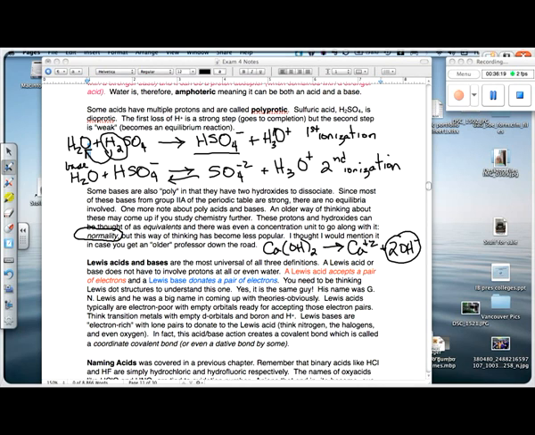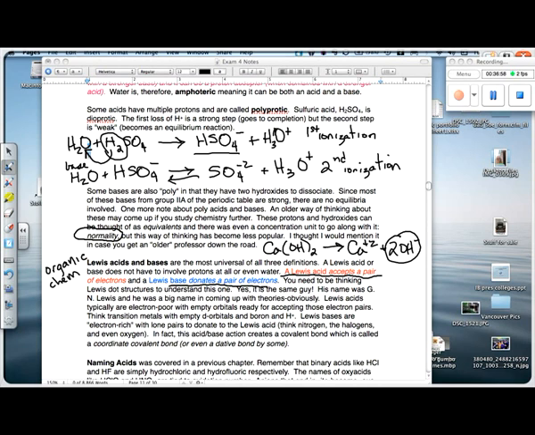All right, last definition, and this is the one favored by organic chemists. Much of organic chemistry has to do with Lewis acids and bases. No water needed at all. In fact, you don't even need hydrogen. So it's much more broad in the sense of, as a definition. G. N. Lewis is the one who came up with it, same guy as Lewis dot structures. So a Lewis acid accepts a pair of electrons and a Lewis base donates a pair of electrons.